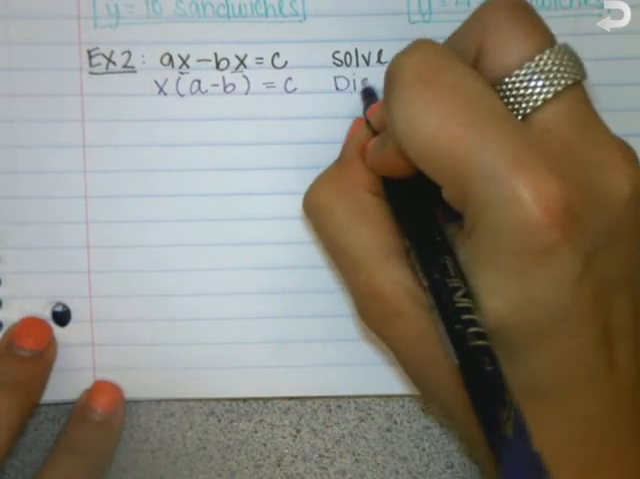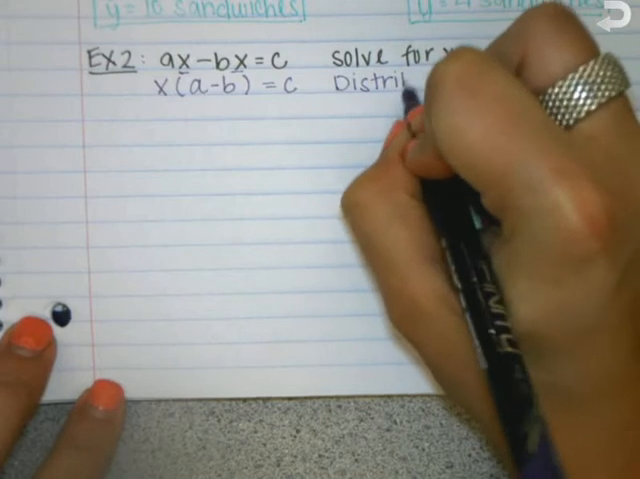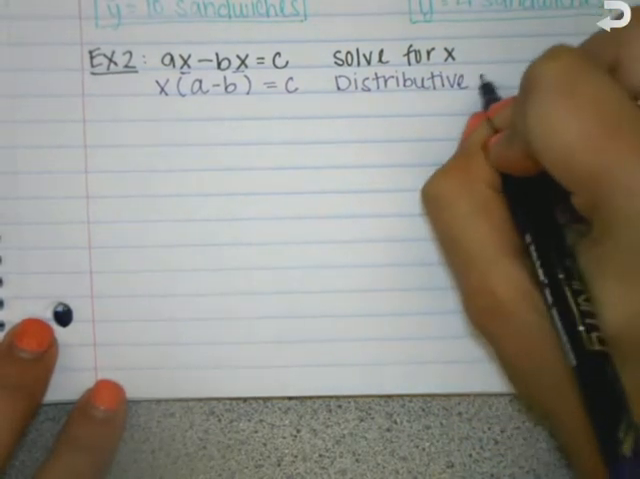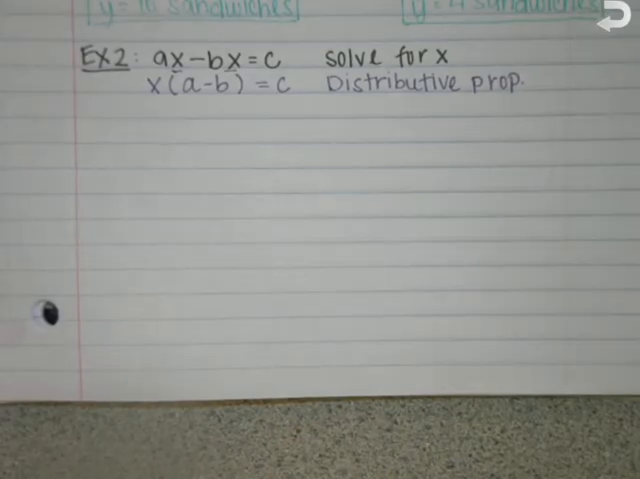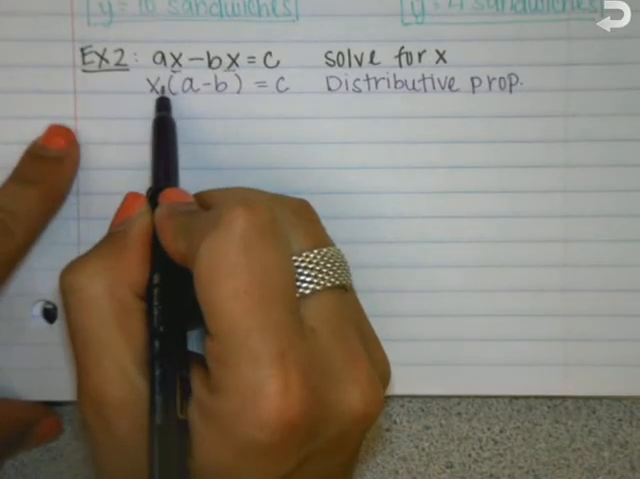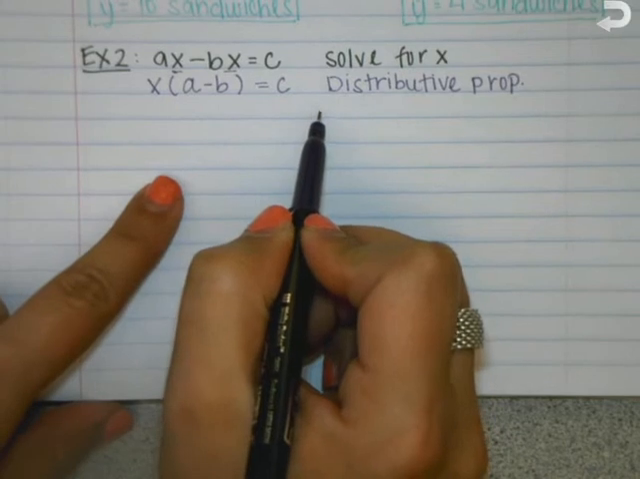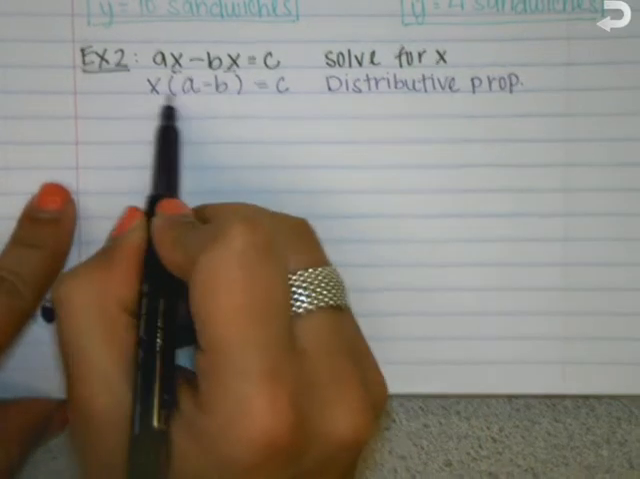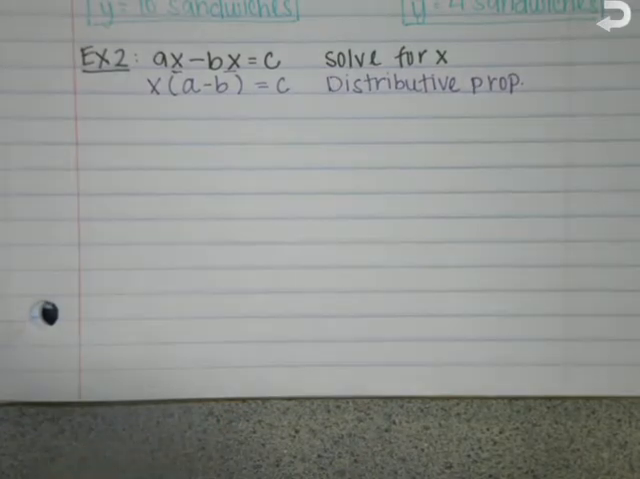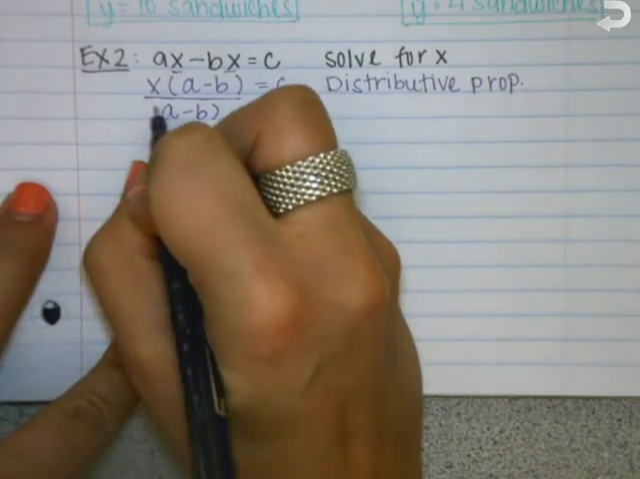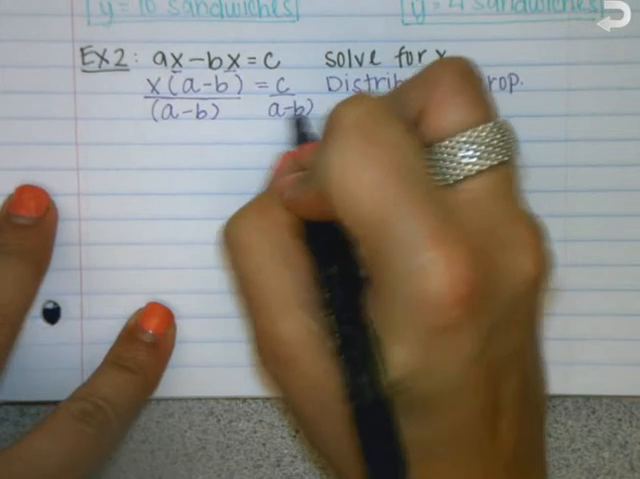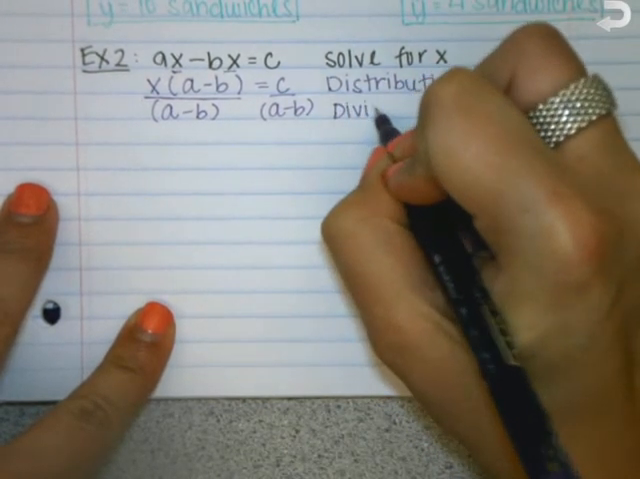So on the right, let's actually write our steps. So distributive property. We're just practicing this so that you guys get used to writing what you did. Okay, so I'm trying to solve for x. So right now I have x times the quantity of a minus b. So since this is x times the whole parentheses, what could we do to get x by itself? Divide. But we're dividing by the entire thing, a minus b, right? So then your step would be to divide by a minus b.